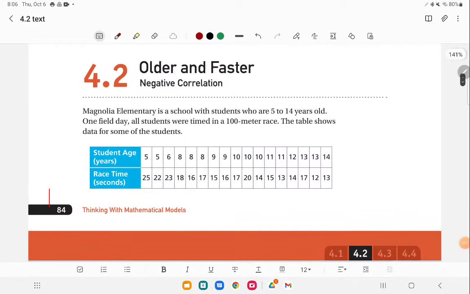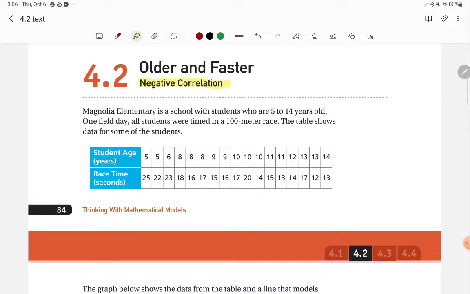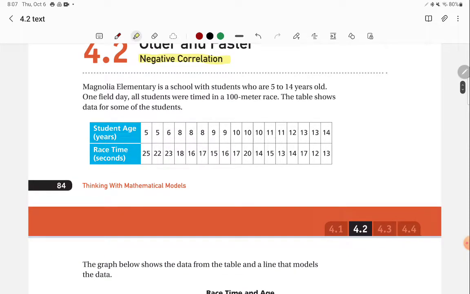In this video, we're going to be taking a look at 4.2, which is titled Older and Faster, and we are going to look at negative correlations and what that looks like. This entire unit, we've been looking at different ways that variables can relate to each other. We've looked at different correlations. We've looked at linear, whether they relate to each other in a linear fashion, or inverse are the two big ways. And now we're going to look at what a negative correlation means.